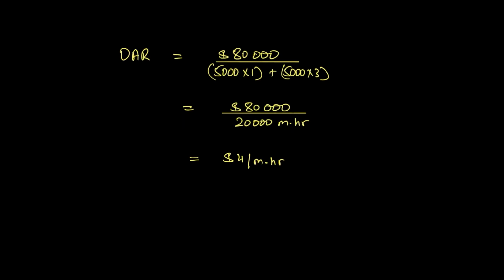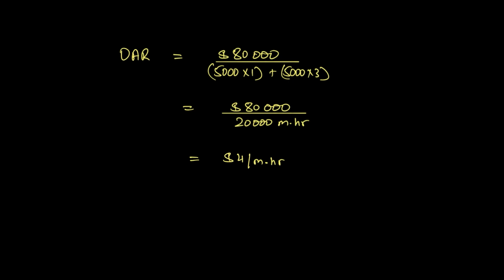Let's take a look. So I would say overhead absorption rate is budgeted overheads. Your budgeted overheads are 80,000. That's 40,000 of rent, 10,000 for electricity, 30,000 for salaries. That total overheads becomes 80,000. Now I will trace this on machine hours. How do I calculate my machine hours?